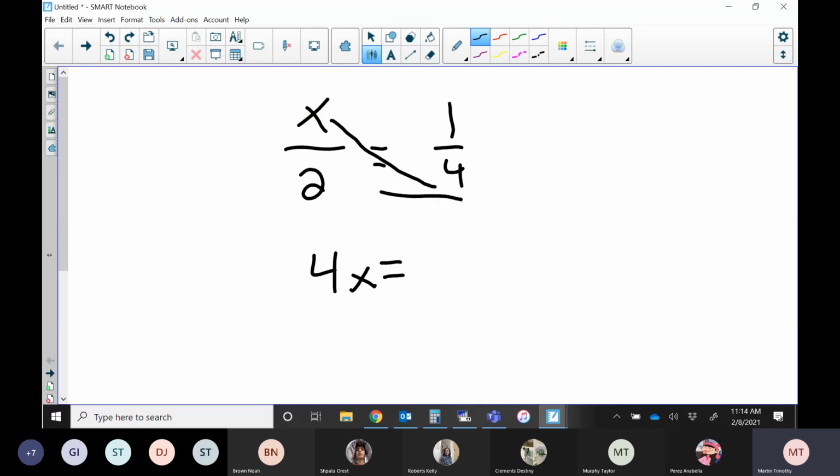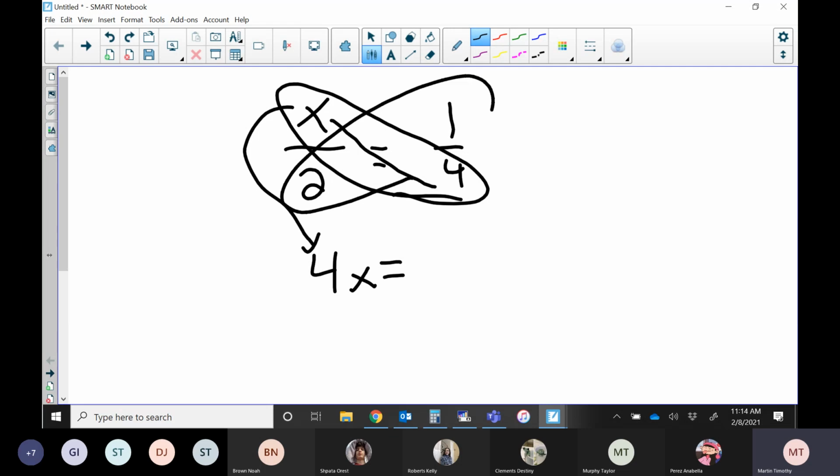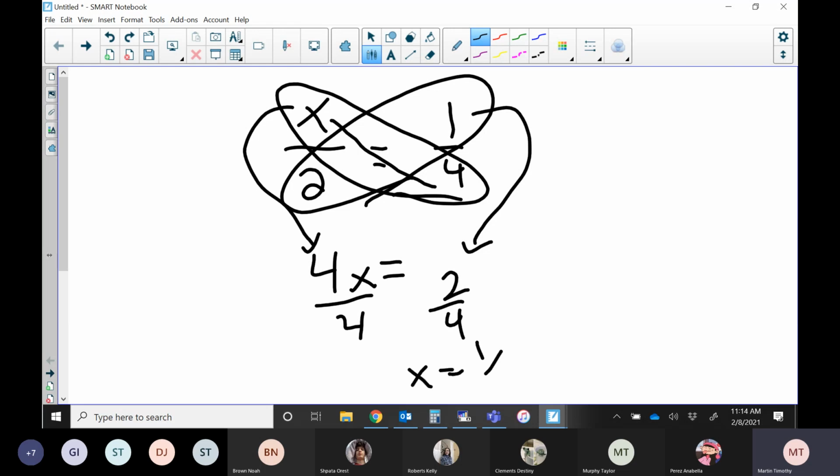So what that looks like is you multiply this times this, 4x, and you put it on one side of the equation. This times this goes on the other side. You then isolate the x, because we can in this case, and so x would equal 1/2 if I reduced it, and that would be my final answer.